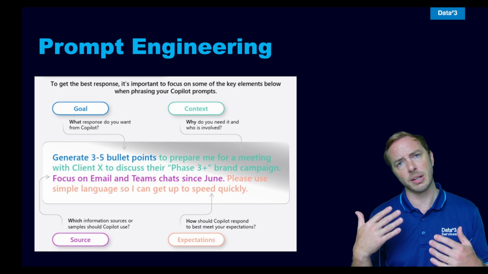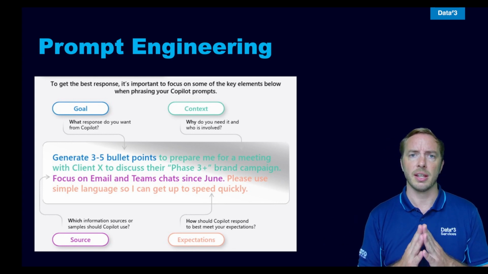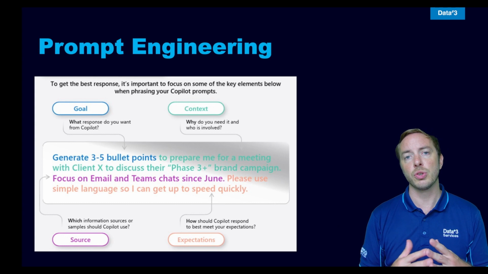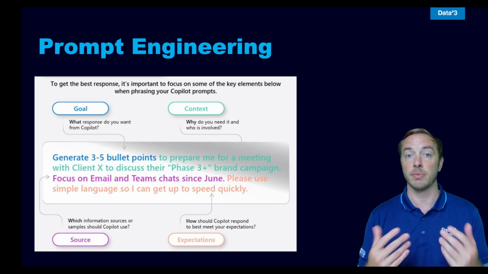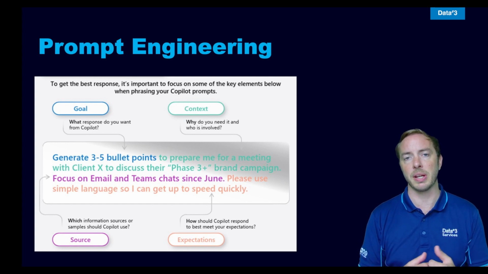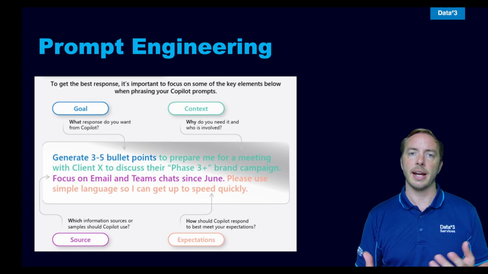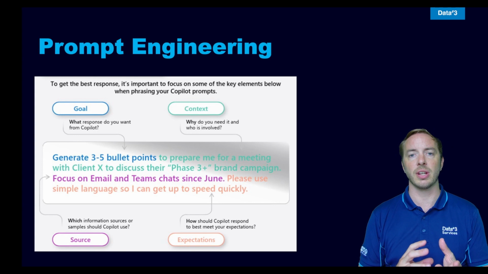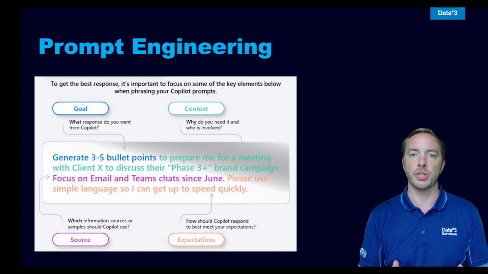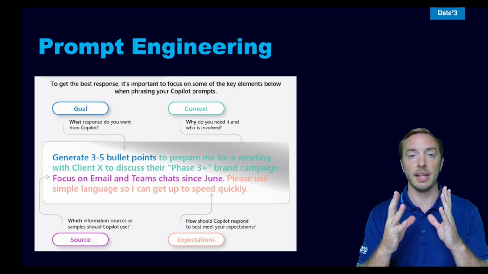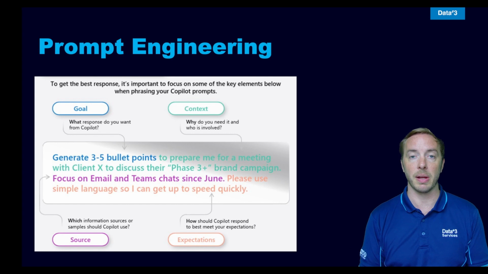So let's look at the first thing, which is the goal, the expectations, the really clear thing that we're asking Copilot to generate. Do I want 3 to 5 dot points? Do I want a short paragraph? Do I want a report? Do I want a response? Do I want a sales pitch? Copilot in the large language model understands what different types of documents are, how they look, how they're structured. And so if you can give it nice, clear instructions of the structure of the response that you're looking for, this is the best place to start.